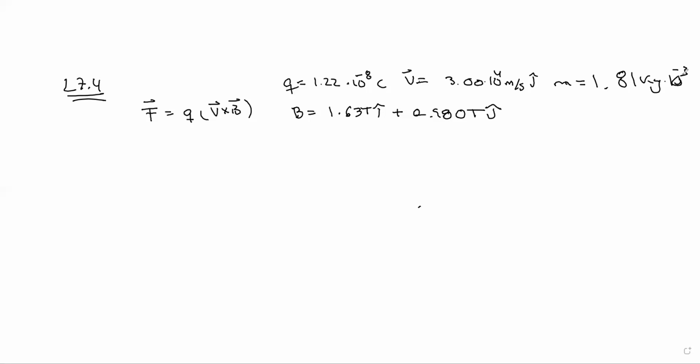All right, so we're gonna do this cross product. I hope you guys remember how to do those. So we're gonna say that F is equal to Q, V cross B. Now we're just gonna put in their numbers. So this is 0, 3.0 times 10 to the 4, j, k. My handwriting looks awful. It's fine.